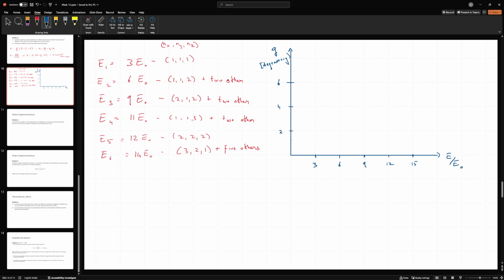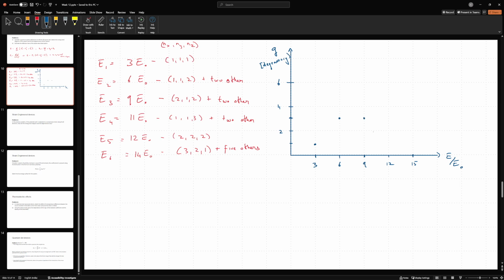Lowest energy is 3 naught, which has a degeneracy of 1. And then my next highest energy level is 6 naught, which happened to have a degeneracy of 3. So yeah, between 2 and 4. So it's going to be over here. And then I have 9 naught, which again had the same degeneracy of 3.